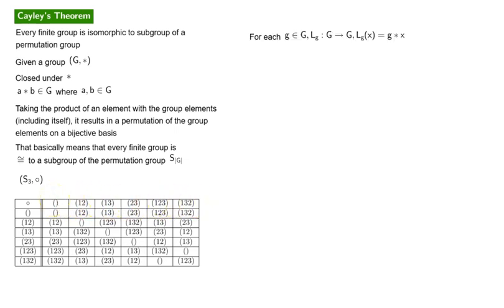Okay. So for each g in G, L sub g is a mapping from G to G, where L sub g of x is equal to g times x. So here g is in G. We are taking one specific element of the group, say r2, and multiplying it with all the elements of the group. This mapping is bijective, one-to-one and onto.